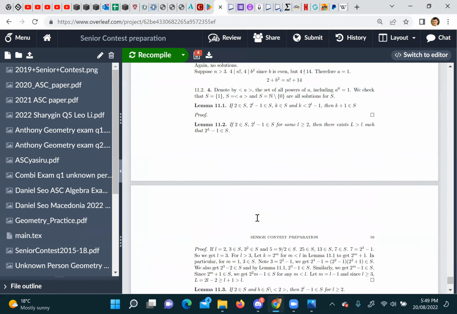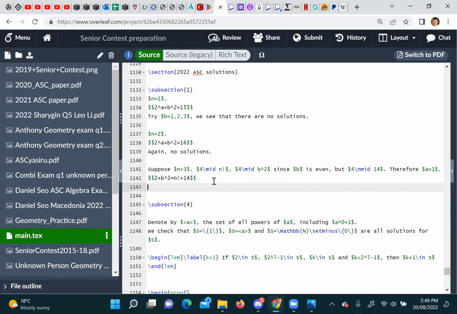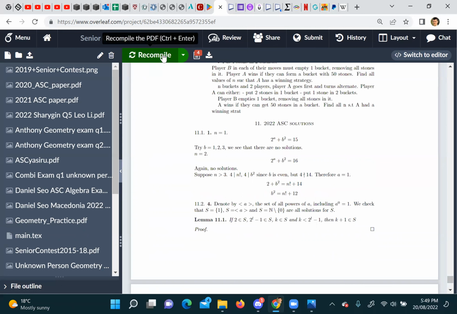Where do I write that? Right there, here, yeah? That's the thing we're trying to solve now. Oh, that means b squared equals n factorial plus 12, yeah? Okay, so we simplified it. If n is bigger than 3, b squared equals n factorial plus 12, you know?